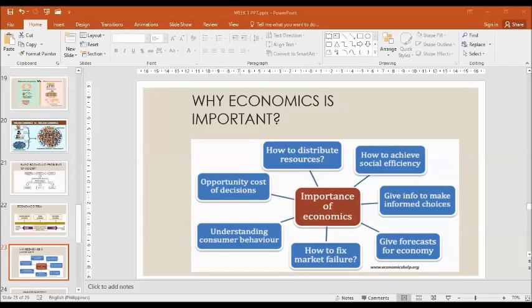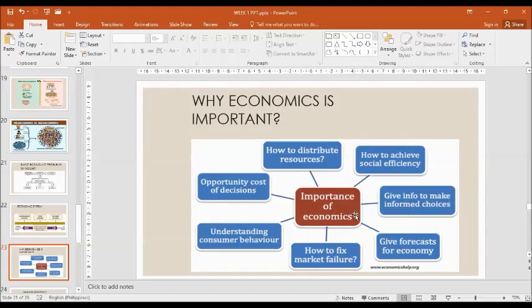So here, there are different importances of economics because it helps people understand how a variety of factors work with and against each other to control how resources such as labor and capital, the inflation, the supply, the demand, the interest, and other factors affect the goods and services. So these are the different importances of economics. How to distribute resources, how to achieve social efficiency.